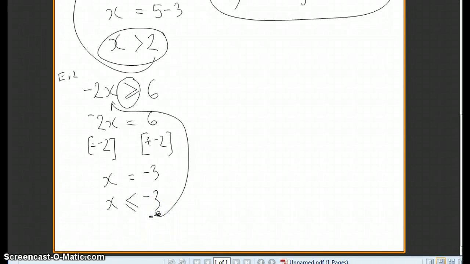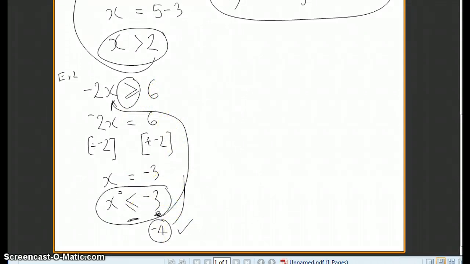If I choose, remember I have to go less than minus 3, so if I choose minus 4, put minus 4 in for x, minus 4 times minus 2 is positive 8, and positive 8 is greater than or equal to positive 6. So minus 4 will work. Okay, this solution, or this set of numbers if you like, will always work in this inequality.